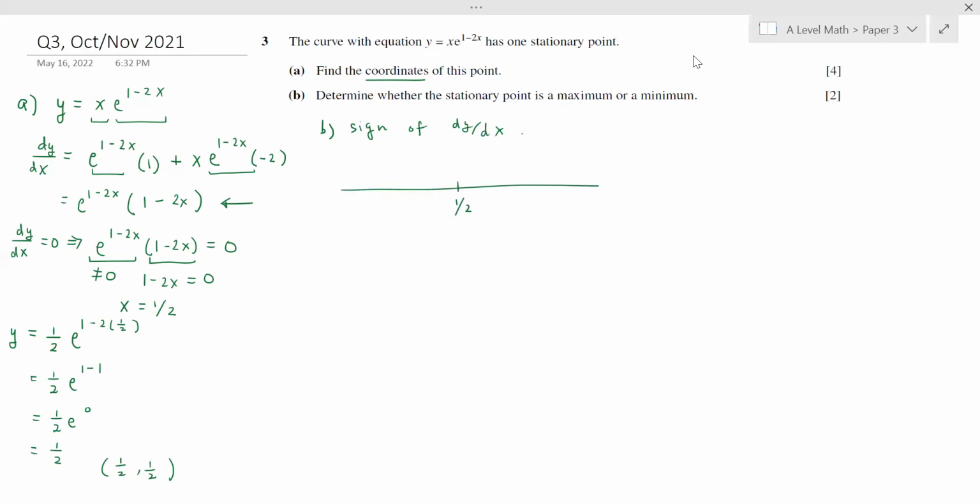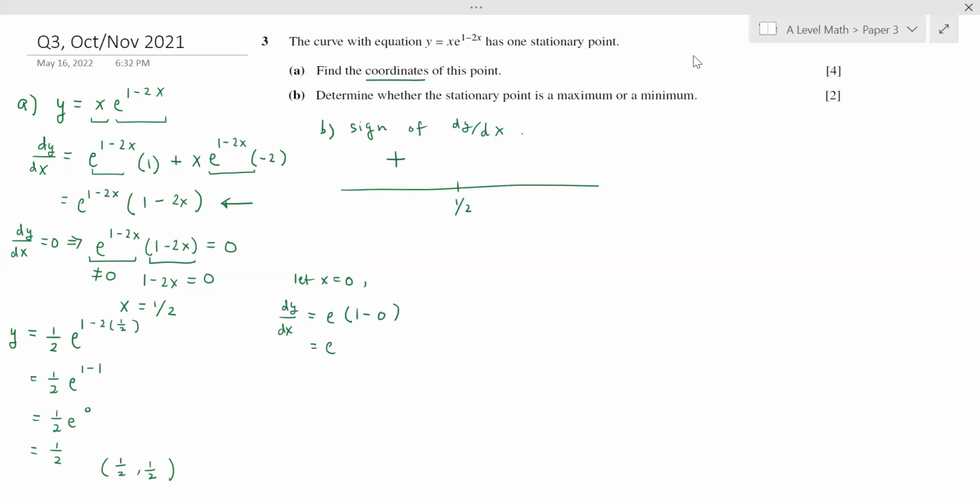At the point 1 over 2, we have this critical number. Then to the left of 1 over 2, we can test it out. We just want to see whether dy dx is positive or negative. So to the left of 1 over 2, we can always let x be 0. So 0 is less than 1 over 2. We sub it into dy dx. When x is 0, dy dx is e to the 1 minus 0 times 1 minus 0. That is e, and e is 2.718.